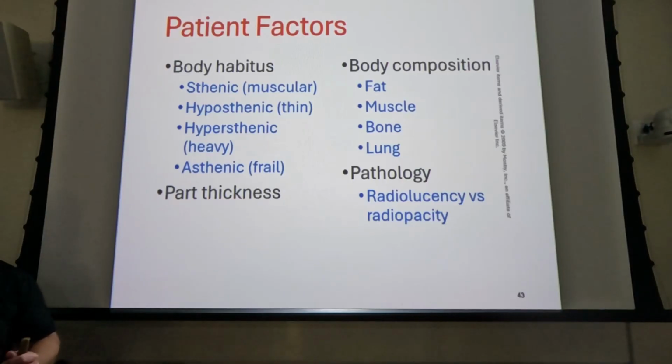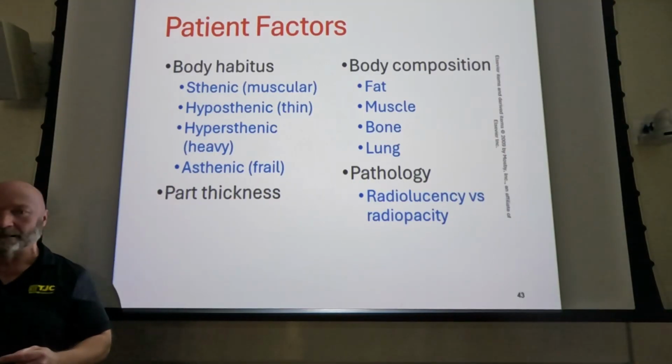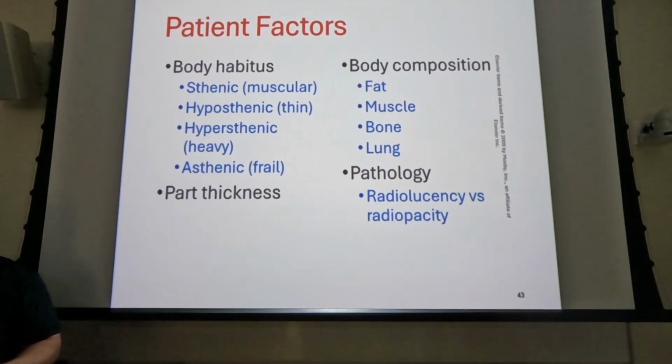If you have somebody who's hypersthenic, your contrast is going to be decreased because of the scatter that you create. If you have somebody who's got osteoporosis, then what you've got is a loss of bone mineralization, and your contrast is going to be decreased, as opposed to if you have somebody who's got osteopetrosis, which adds bone density, is going to stand out a whole lot more.